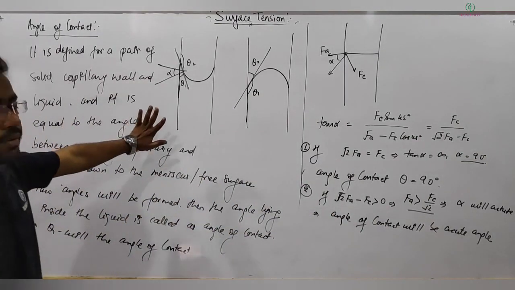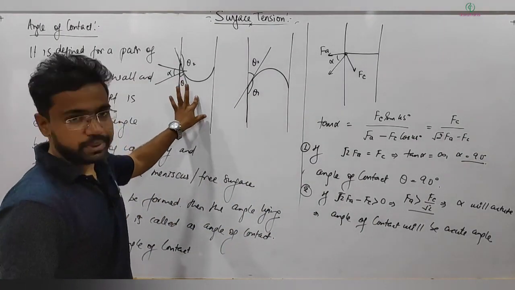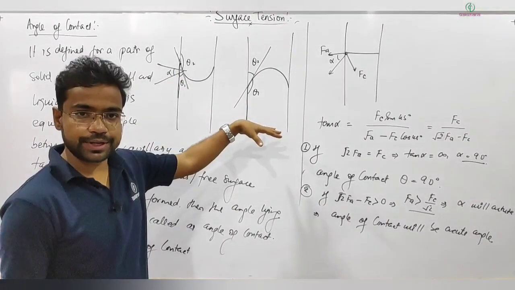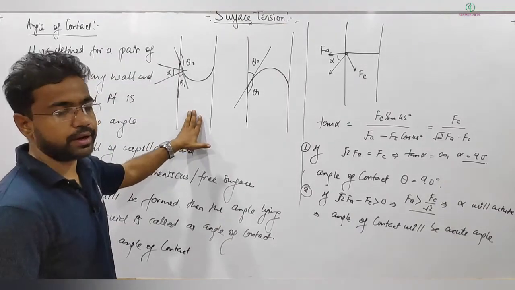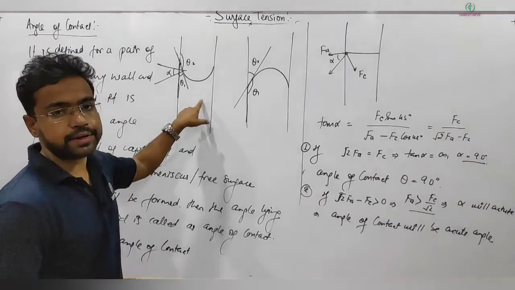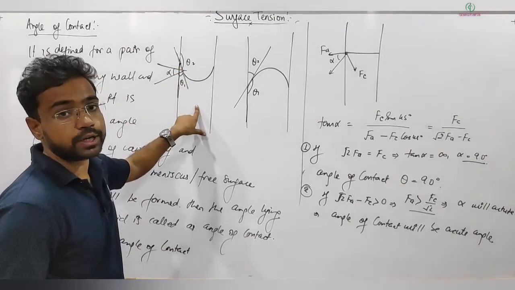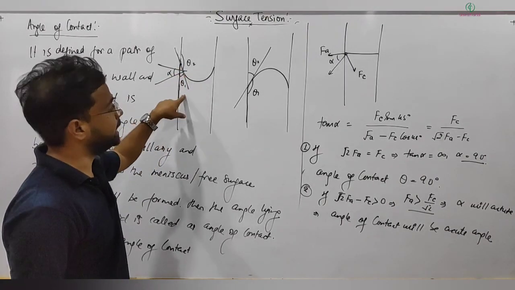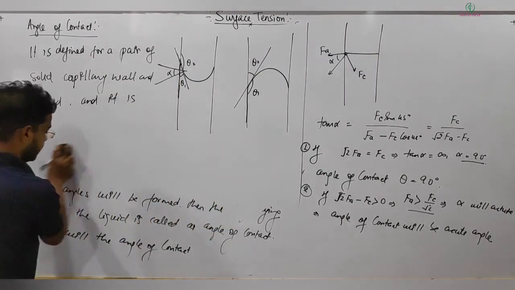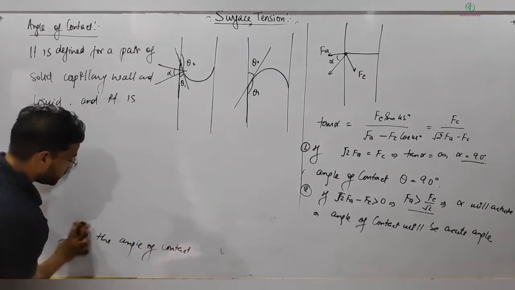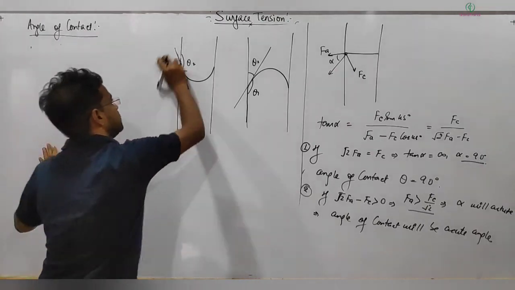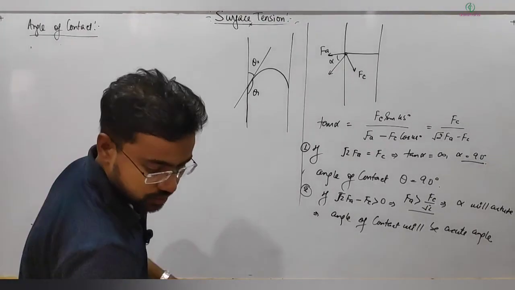Okay, so first thing is for a pair of liquid and capillary, the shape of meniscus is in different orientation. We define here angle of contact. It is the angle between wall of the capillary and tangent drawn to the free surface of the liquid at the point of contact. Two angles are possible. The angle lying inside the liquid is termed as angle of contact or contact angle. So it can be 90 degree, it can be obtuse angle, it can be acute angle also. Let me tell you a few more things about it.